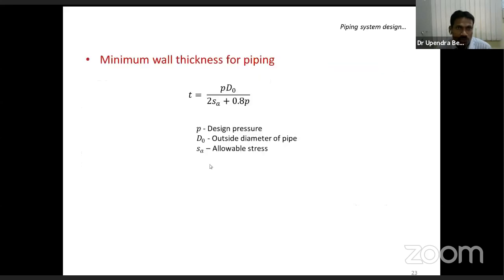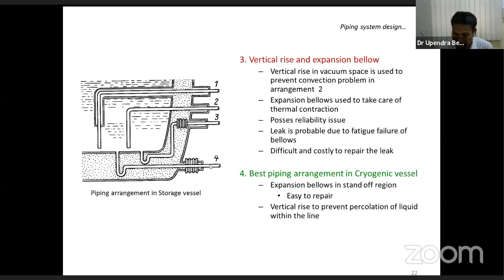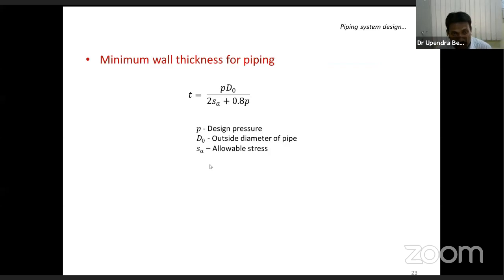Next is the minimum thickness. As you know, it is also very critical. From this equation, T equals P D0 divided by 2 SA, that is the allowable stress, plus 0.8 design pressure, you can calculate the minimum wall thickness of the piping. But as per your calculation, you have to go to the nearest schedule, because that is what is available in the market, and you have to fix that.